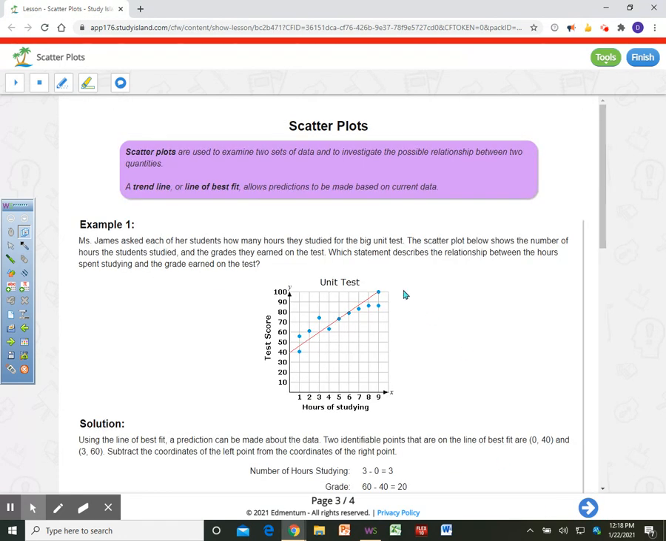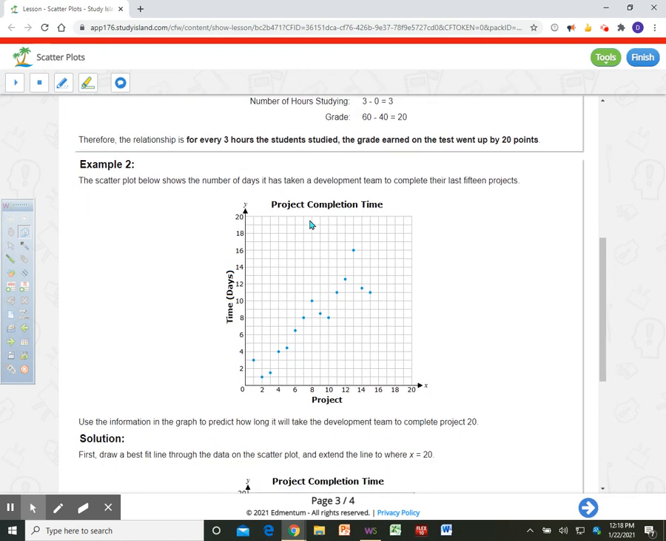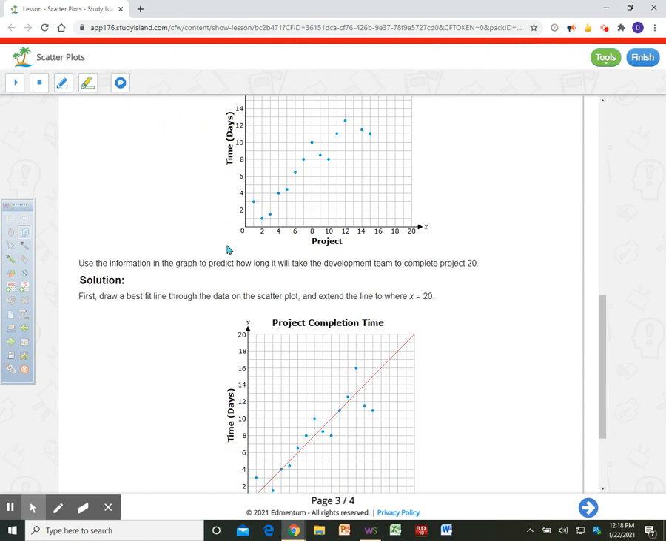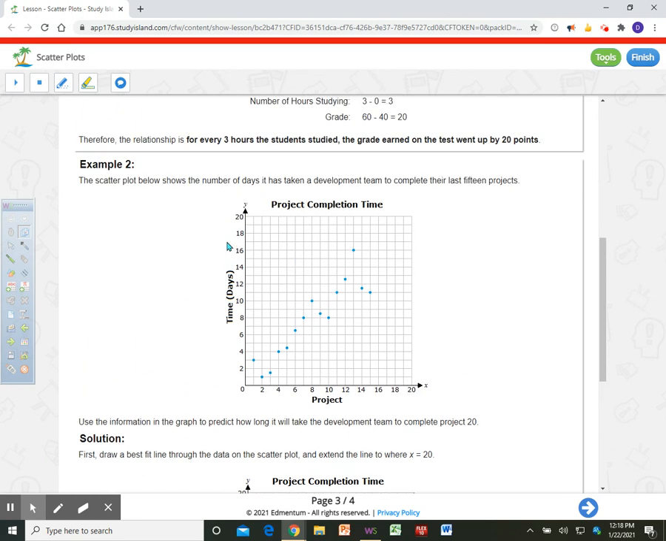Moving on. Scatter plots, like we talked about, are used to examine two sets of data and investigate the relationship between them with a trend line or a line of best fit. It also helps predict. So right here, the scatter plot below shows the number of days it's taken the development team to complete their last 15 projects. This is the project number. This is how many days it took them. They want us to draw a line of best fit in here, and use the information in the graph to predict how long it would take them to complete 20 projects.